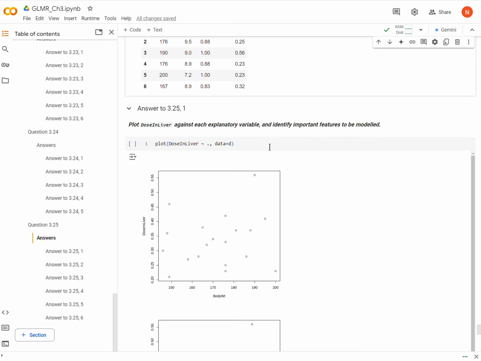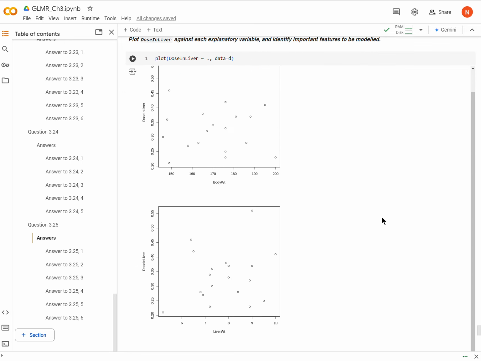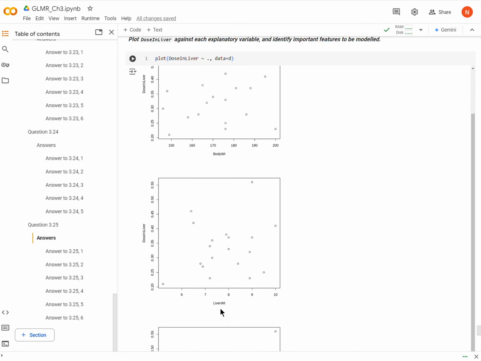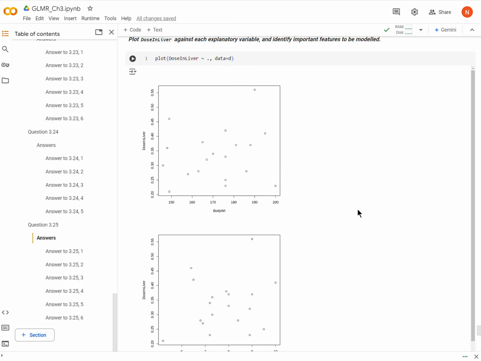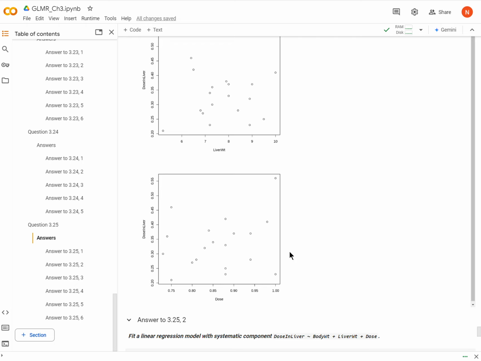So the first thing that we're asked to do is to plot each variable. I've already done this. To plot dose in liver, which is the outcome, against each explanatory variable. And so that's what we've done here. Here we have body weight against dose in liver, here we have liver weight against dose in liver, and here we have dose against dose in liver.